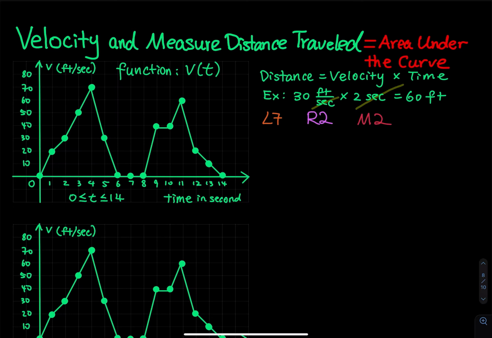All right, so our job is to measure or estimate the area under the curve of each graph using left sum, right sum, and midpoint sum. So for L7, the left sum, I will be using 7 intervals. So let's do the math.